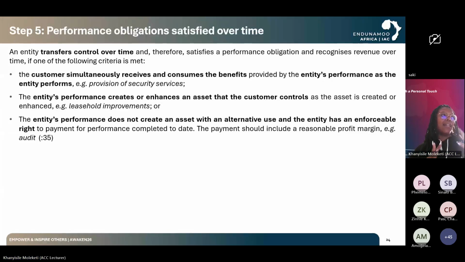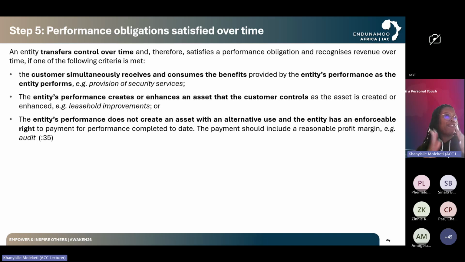And then the other type would be if the entity's performance does not create an asset with an alternative use, and the entity has an enforceable right to payment for performance completed to date. Or another way to say it, because I don't like too many negatives, is essentially to say that as you're performing, you're creating an asset without an alternative use, right? So you're creating an asset very specific to this entity, to this customer. So you as the entity have no alternative use for this asset. And in addition to the fact that you've got no alternative use for the asset, you're entitled to payment for performance completed to date.